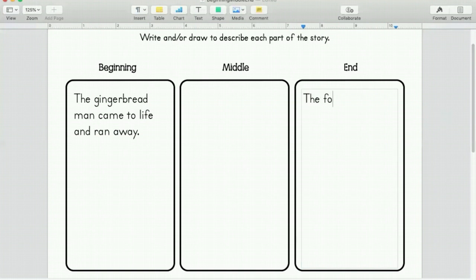At the end, the fox tricked the gingerbread man and ate him. So that tells us about the end of the story.